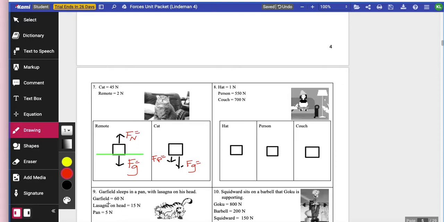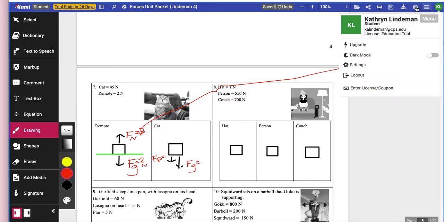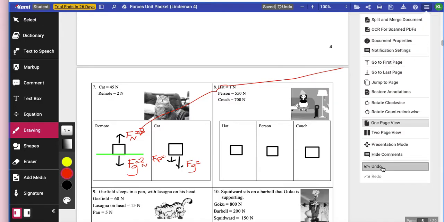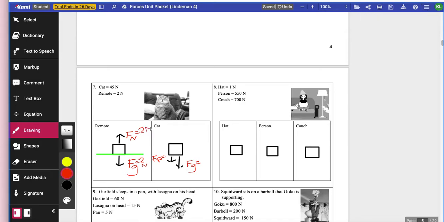For the remote, we know that the remote weighs 2 newtons. So that means that we have -2 newtons pushing down and +2 newtons. I messed that up, hold on. Undo. Okay, so this would be just 2 N.